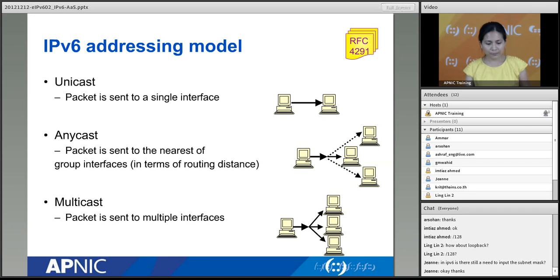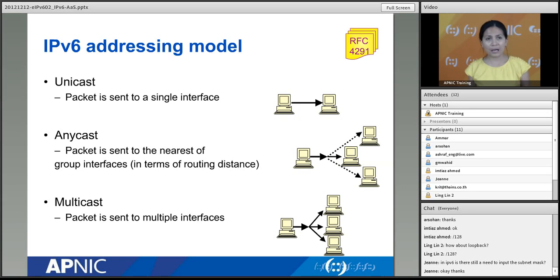Now, we will discuss the different types of IPv6 addresses. With IPv4, remember we have a public address, which you can access from the entire IPv4 public internet. You also have private addresses, such as 192.168/16, 172/12, and 10/8. Those are private addresses.